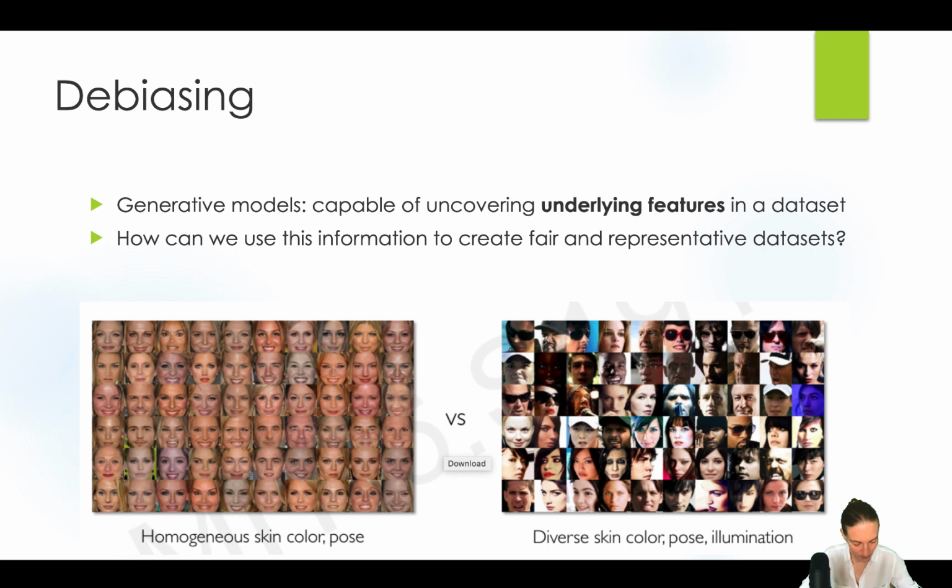Okay. So today we will see how we can use generative models to learn these underlying features and uncover the over and underrepresented training features in our dataset to train an unbiased classification model. Okay.